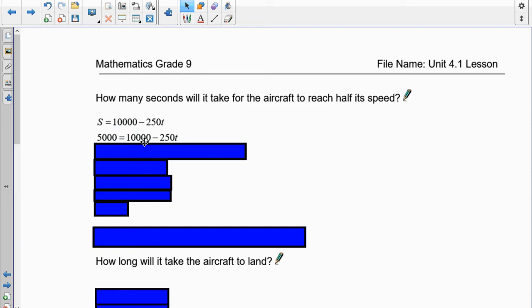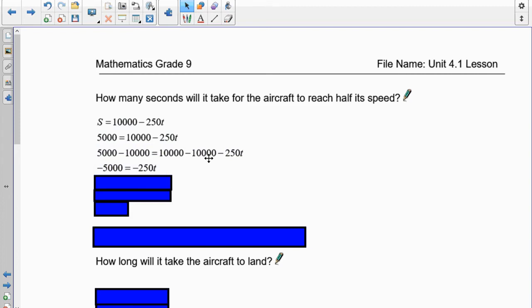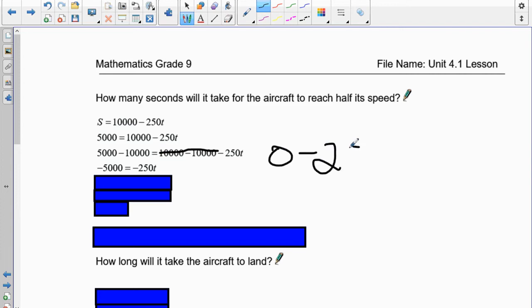Order of operations means we have to get rid of the added or subtracted item first. So we're going to subtract 10,000 from both sides. By doing that, 10,000 take away 10,000 is going to become a 0. But you got to be careful here. Don't drop this negative 250. Remember that you take away 10,000, take away 10,000, right? This becomes 0 minus 250t, all right?